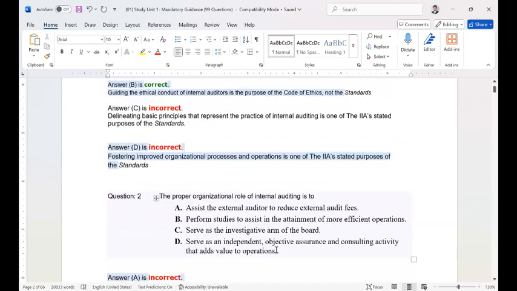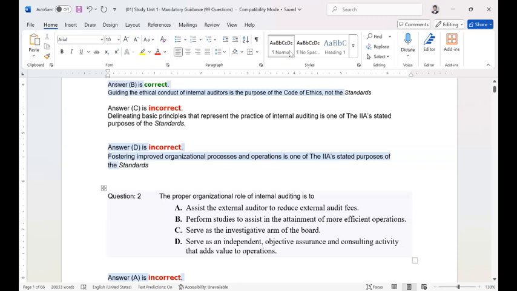So the purpose of going through all these questions is for you to get an idea as to how you will be tested. So that when you go through the note, you know where to look, where to study, what areas you need to be familiar with in the syllabus. The proper organizational role of internal auditing. What is the proper organization? We won't be going through all the questions. Some are similar, so we will skip and try to cover this section.